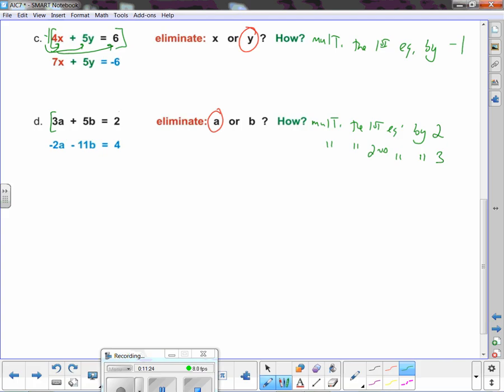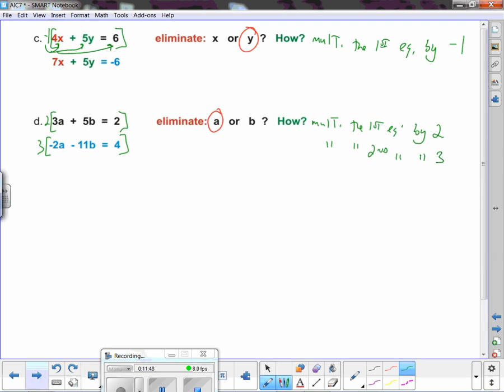So I'll bracket the first equation and multiply it by 2. I will bracket the second equation and multiply it by 3. That's going to give me a positive 6a and a negative 6a for my a's, and they'll be eliminated. Okay? Hey, that's not so hard. That's doable. Something anybody can do, and that's the idea, and that's the concept.